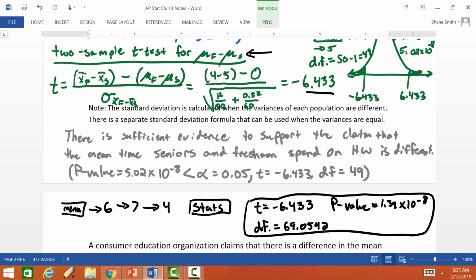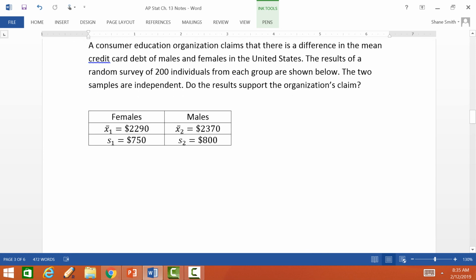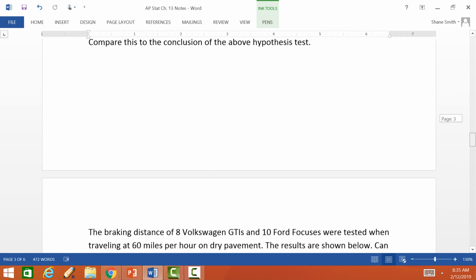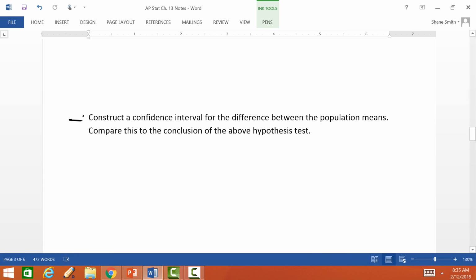Okay, this should give you enough information to start the MyMathLab assignment over difference between population means. And then next class we're going to go over the following problems. So I want you to try this next problem on your own, and we'll go over it next class. It's over a consumer education organization, this problem right here. And also, remember to use your TI Nspire and do the confidence interval part 2. So construct the confidence interval for the difference between the population means.